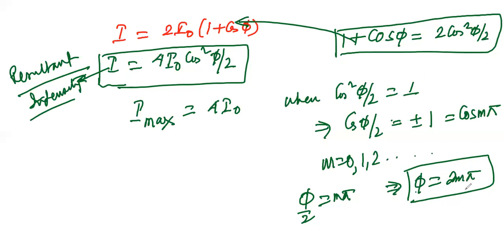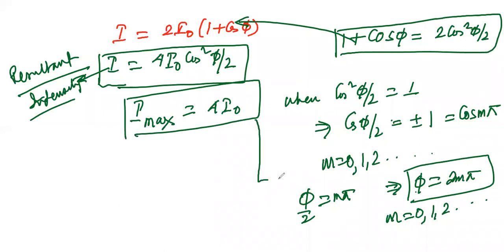So what you are getting, children? At that time you are getting the intensity to be maximum. That means I can write like this, children, where m equals 0, 1, and so on. So in that situation, the intensity of the pattern will be maximum.